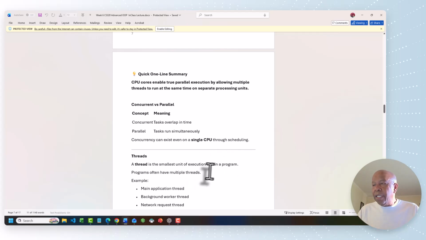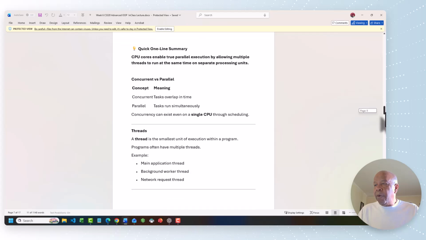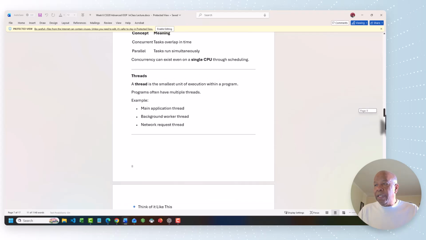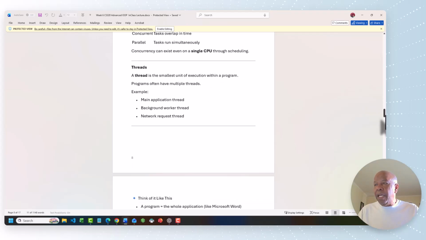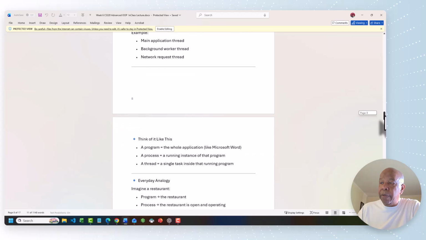Threads. A thread is the smallest unit of execution within a program. Programs often use multiple threads. I can have a thread for the main application processing, another background worker thread, and network request threads. So I can have any number of threads that I might want to use, and use those to run either concurrently or in parallel.